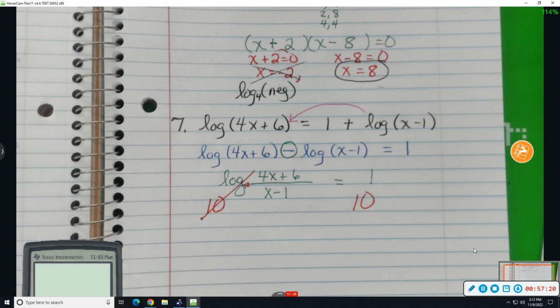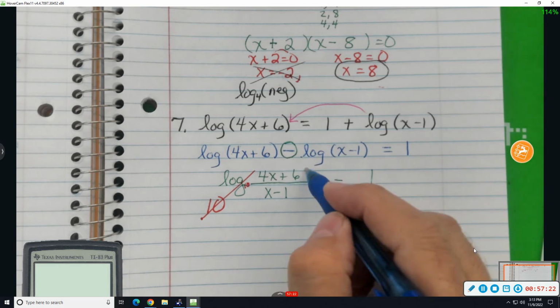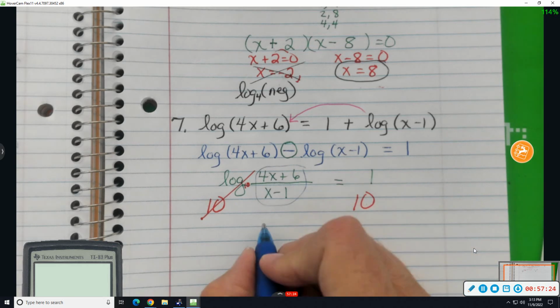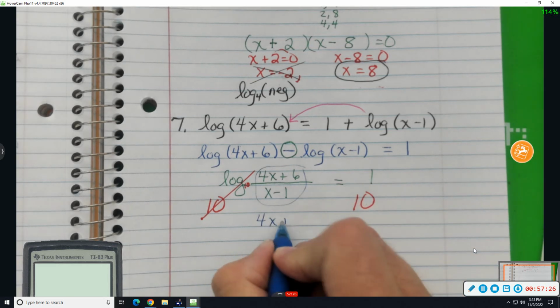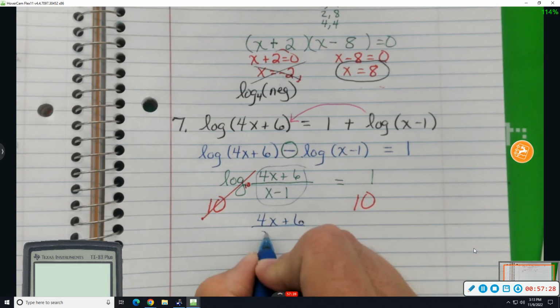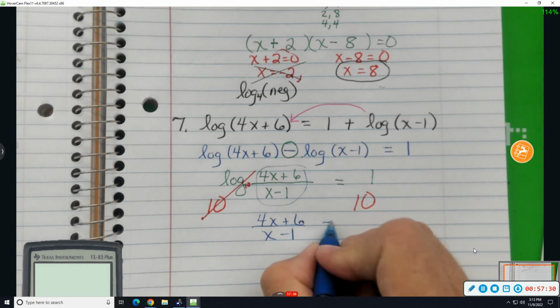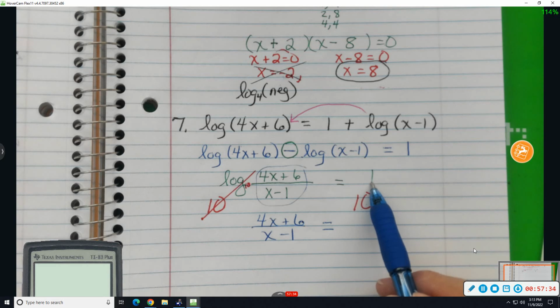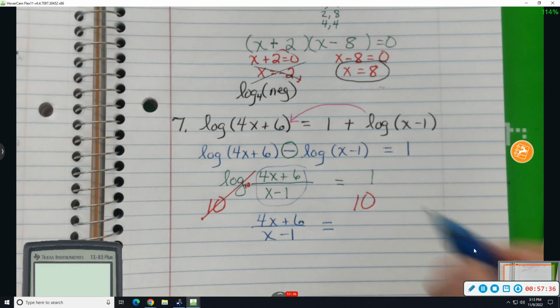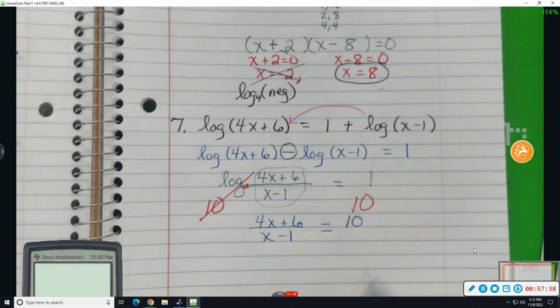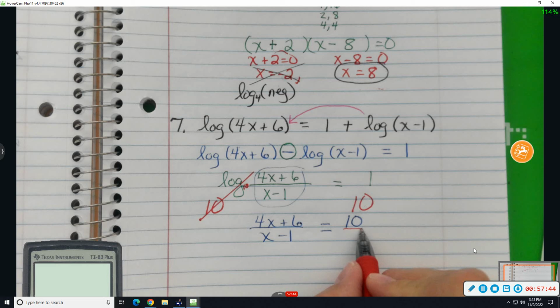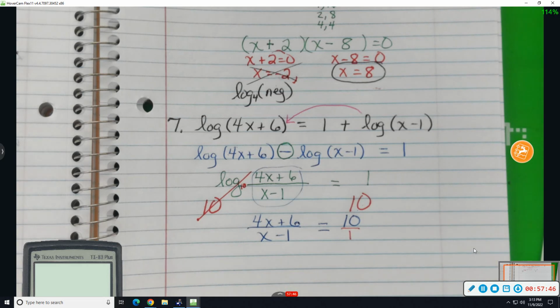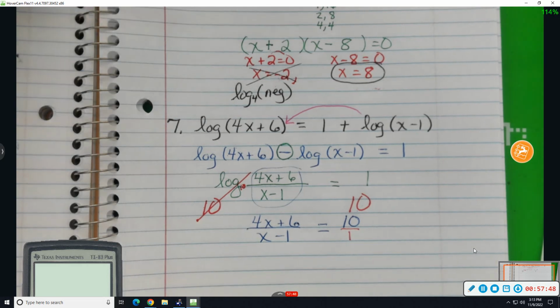And it's going to look bad because we have the fraction. You have 4x plus 6 over x minus 1 equals 10 to the first power, which would just be 10. And now we solve that equation for x.